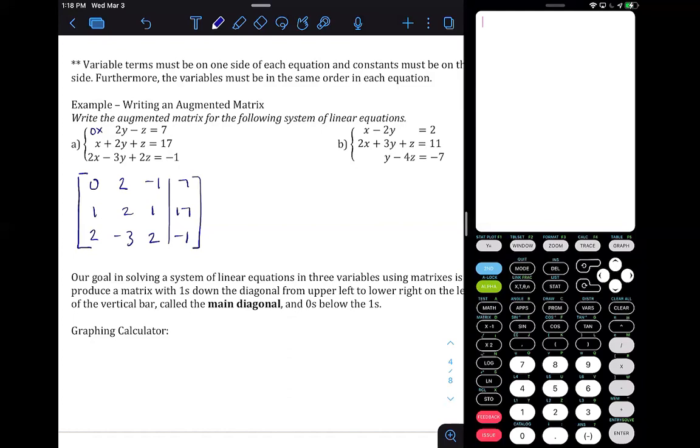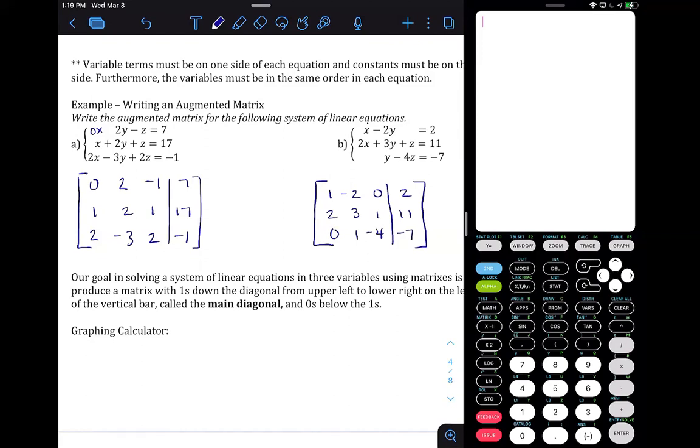All right, if we do B, same thing. So x minus 2y equals 2 would be what? 1, -2, 0, 2. What would our second row be? 2, 3, 1, 11. And then our third row, what would the third row be? 0, 1, -4, -7.